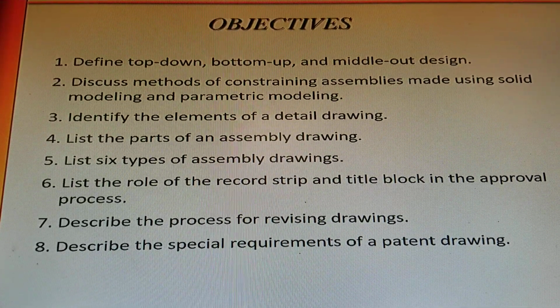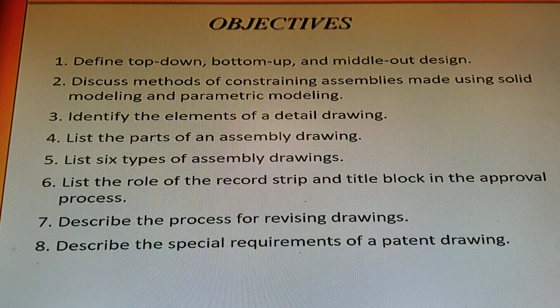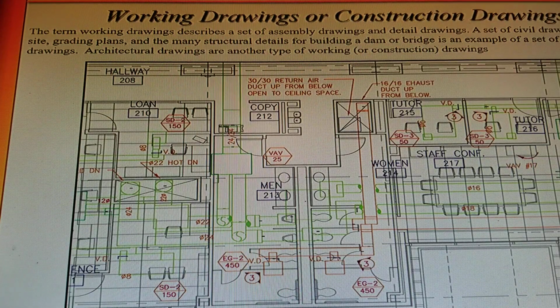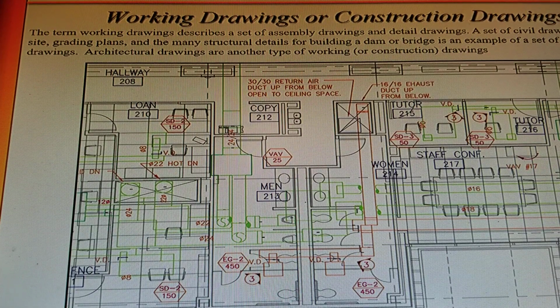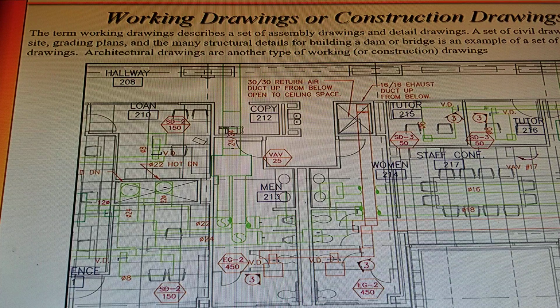Okay. So, this is a working drawing or a construction drawing. The term working drawing describes a set of assembly drawings and detail drawings. A set of civil drawings with site, grading plans, and many structural details for a building, a dam, or bridge is an example of a working drawing.